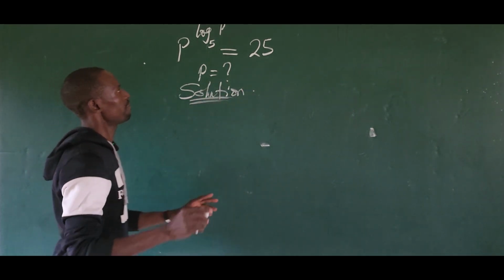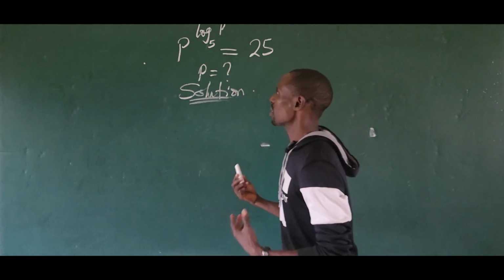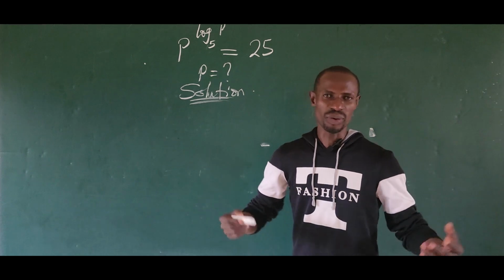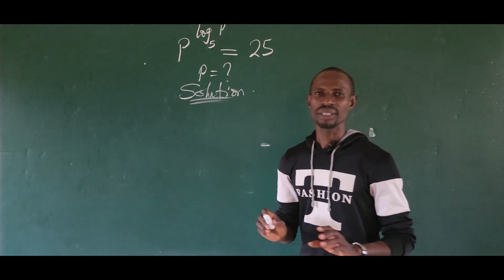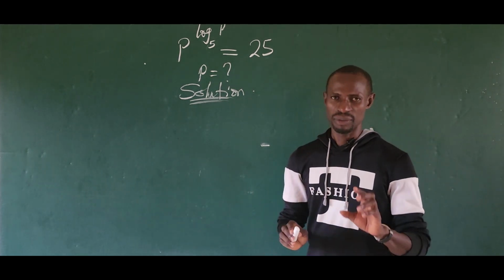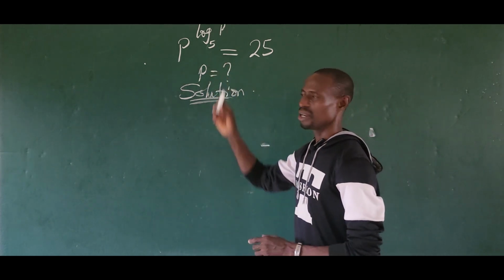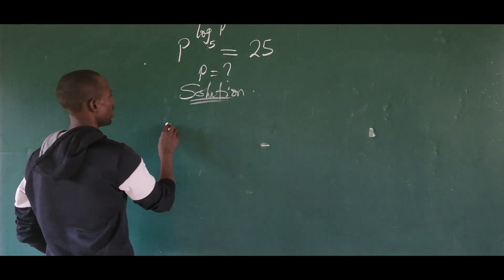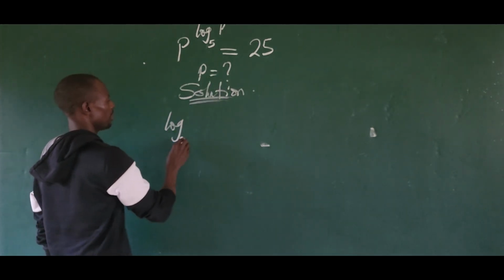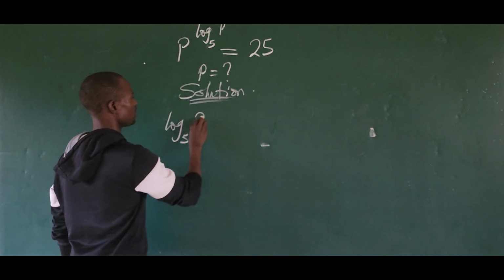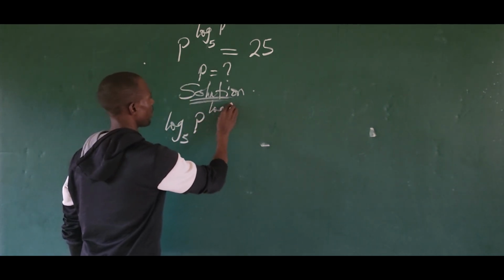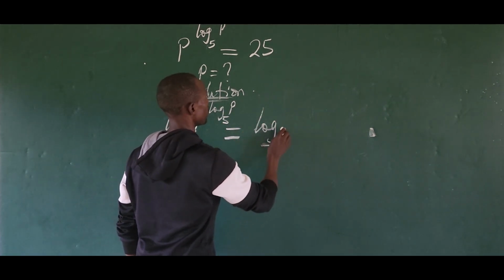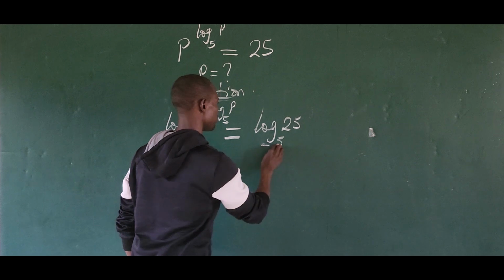In solving this, the first thing we're going to do is look at the base of the log we have here, which is base 5. And so we want to log both sides of the equation. Taking the log of both sides, we must consider the base of the existing log, which is 5. So we're going to take log to base 5, not base 10. This is going to give us log base 5 of our expression p to the power of log p base 5 is equal to the log of 25 base 5.